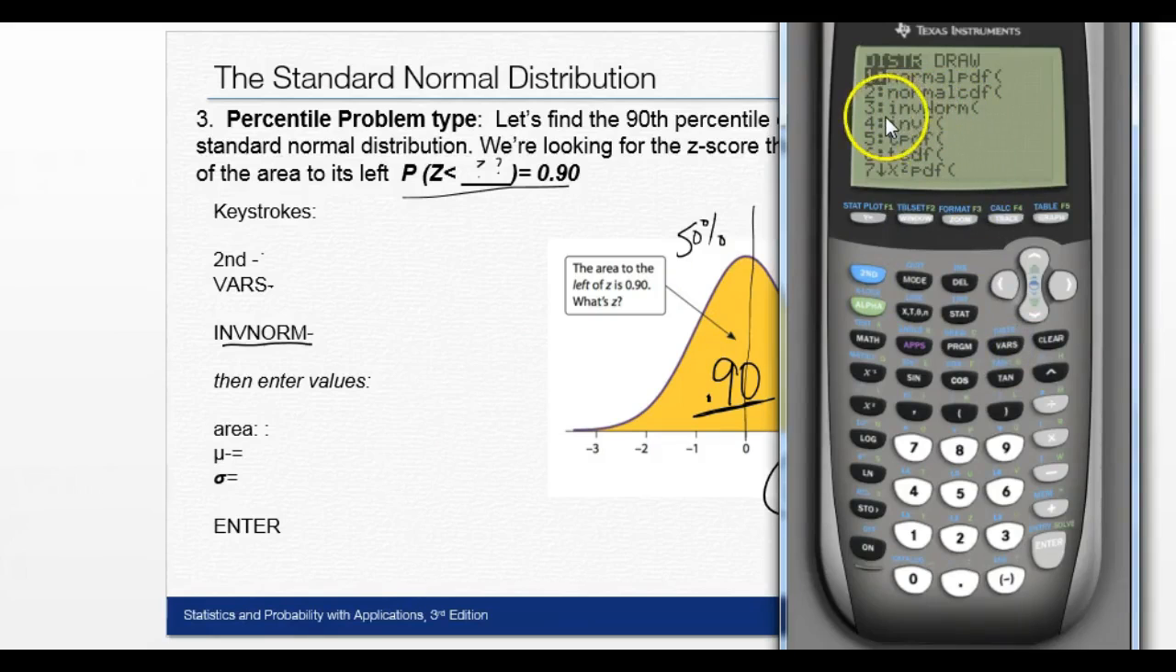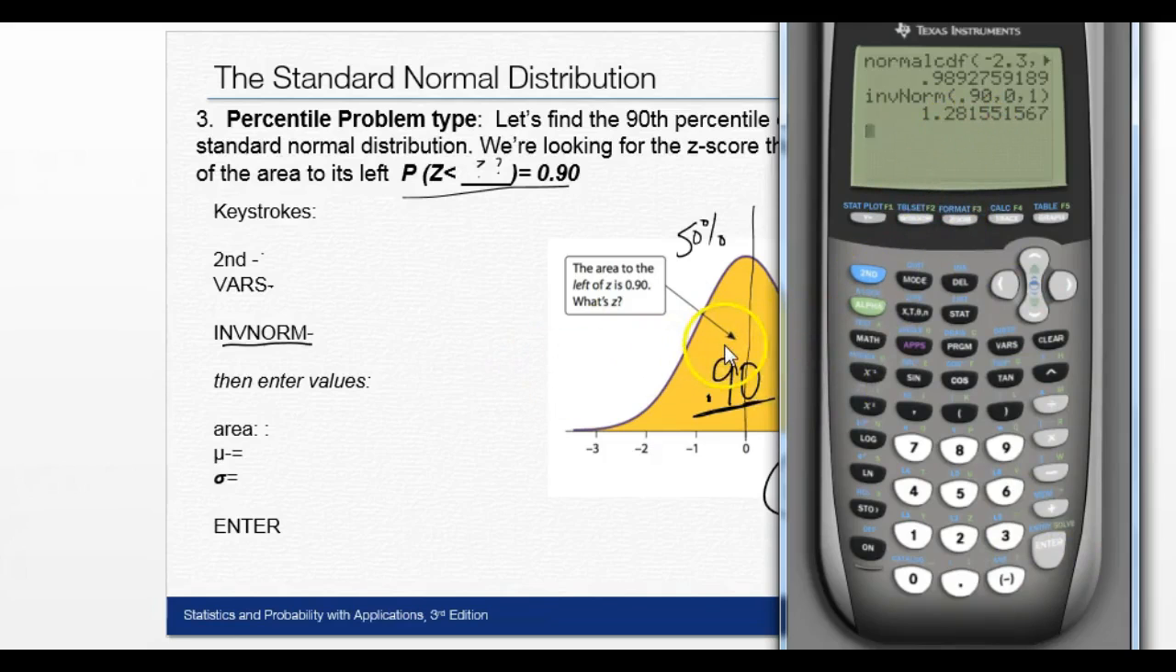So you see it there. Inverse norm is number 3. Okay? When you hit it, it has a different menu. It'll ask you for what's the area. What's the area we're looking for? In this problem, it's 0.90. Okay? Mu, since we're using z right now, we would use mu of 0 and a standard deviation of 1. Those two things will not change today. Okay? Hit paste, enter, and bam, there's the z-score that splits that area.